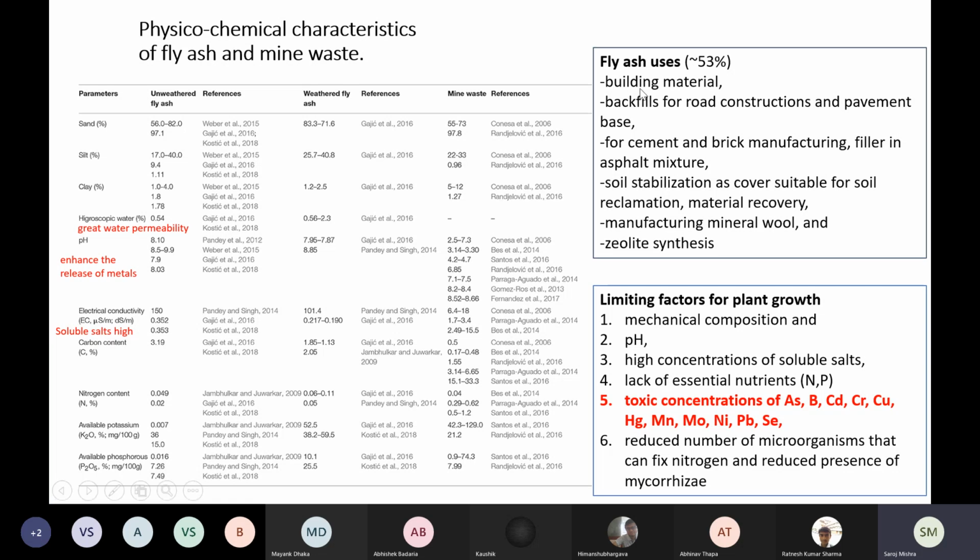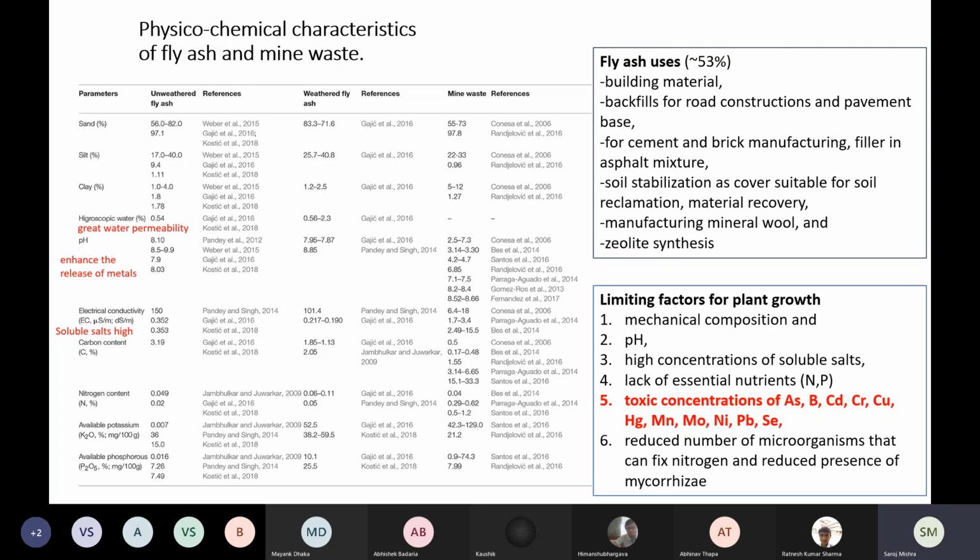First of all, it can be used as a building material, as a backfill for road construction, for making pavements along the roads, for cement and brick manufacturing. It is used as a filler in asphalt mixture. It can sometimes be used as a soil stabilizer, as a cover suitable for soil reclamation or material recovery, for manufacturing of mineral wool and zeolite synthesis. Okay, so wherever something can be made use of, people have already found uses for it. But still, it's not able to take care of 100% of the residues which come out of a thermal power plant.